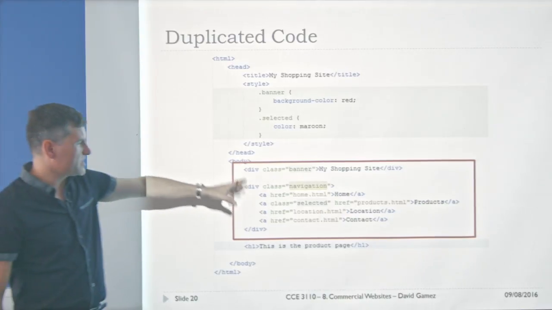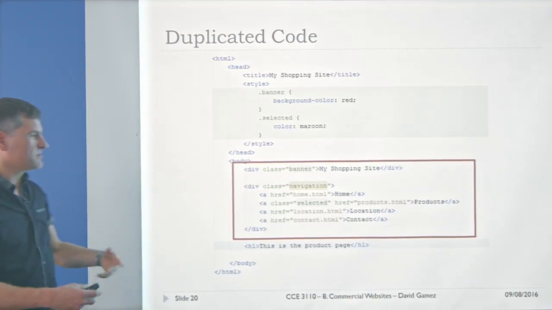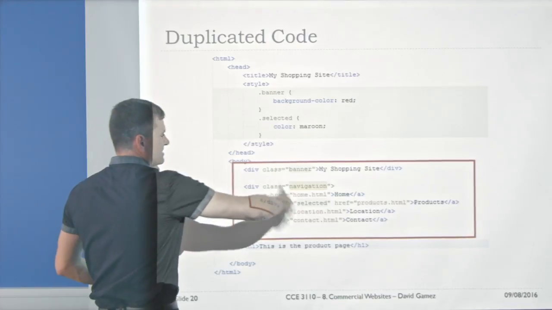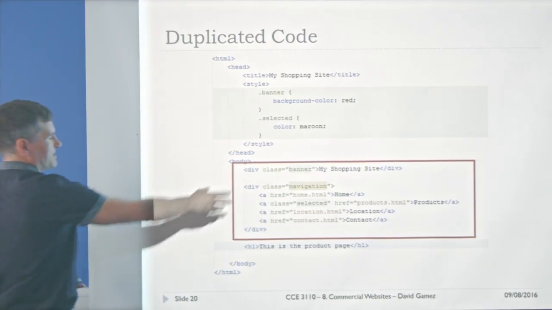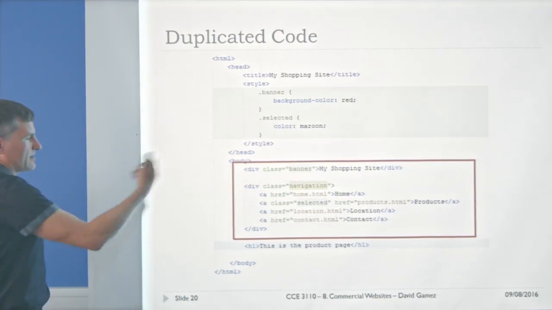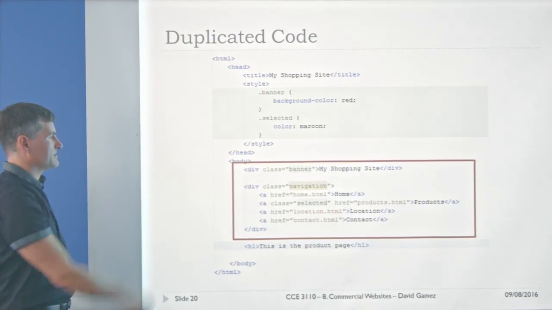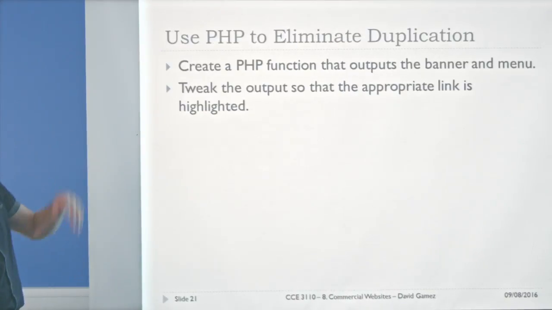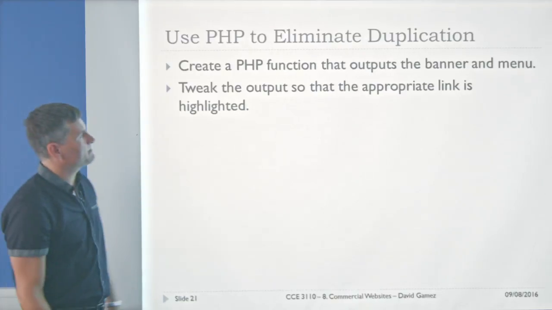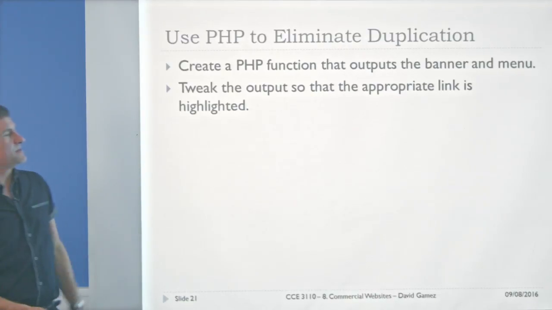So suppose you want some PHP that outputs this, which would make it easy to update the navigation. We can change the look and feel of the navigation very easily if we're outputting it in a function rather than pasting it into each page. So we write a PHP function that outputs the banner and menu, and then we tweak the output so we can do the highlighting of the links.